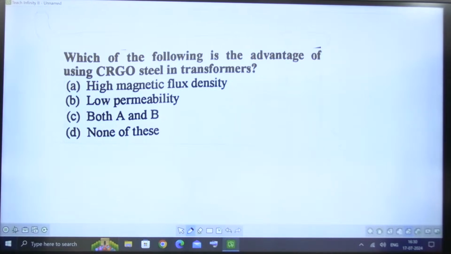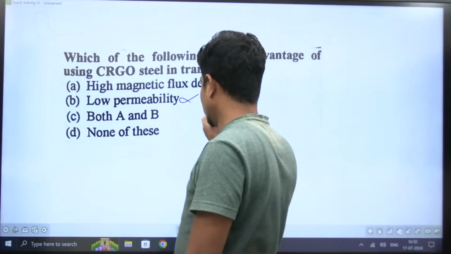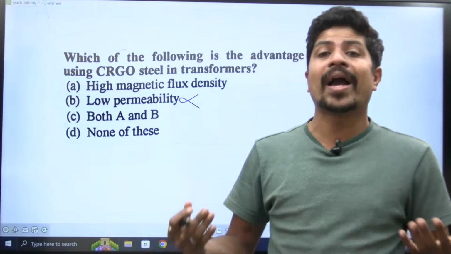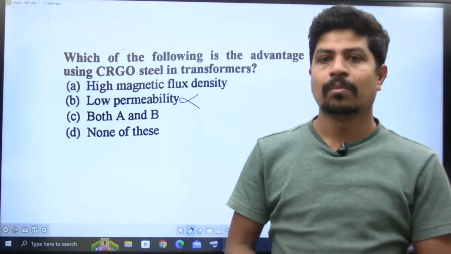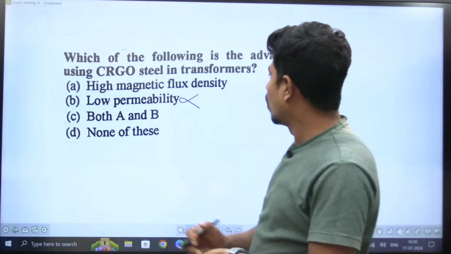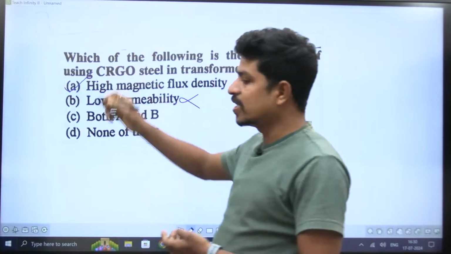High magnetic flux density, low permeability. If the permeability is low, that is useless for me. What is permeability? Permeability is the ability to allow magnetic flux lines through it. If permeability is less, that is useless for me. Both A and B, no. High magnetic flux density, yes.